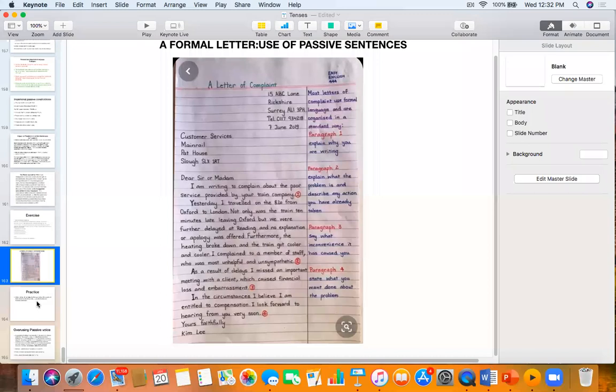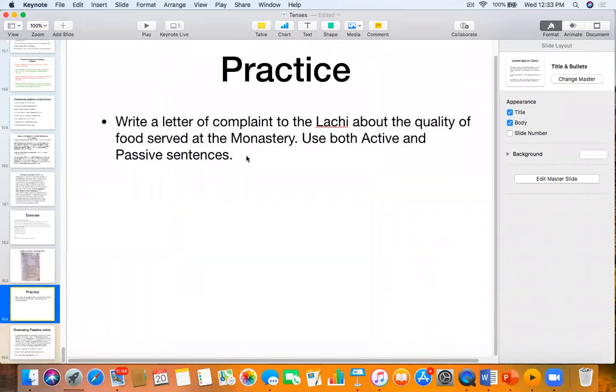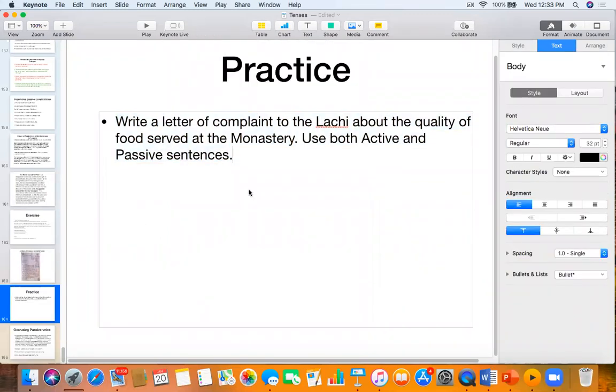Can you write a formal letter? Write a letter of complaint to Laji about the quality of food served at the monastery. You can use both active and passive sentences.